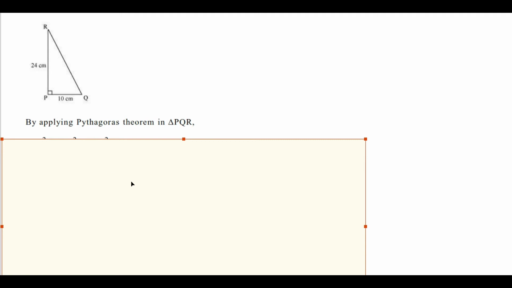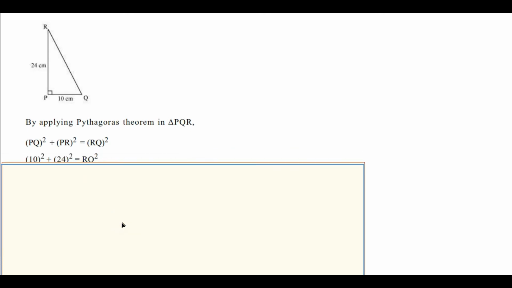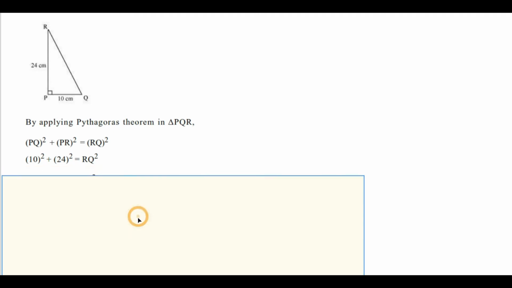So by applying Pythagoras theorem in triangle PQR, what we will have? PQ square, which is the base, plus PR square, which is the perpendicular, equals RQ square, which is our hypotenuse. So put the values here. The value of PQ is 10 centimeter, the value of PR is 24 centimeter, and the value of RQ we need to calculate. So 10 square is what? 100. And 24 square is 576.